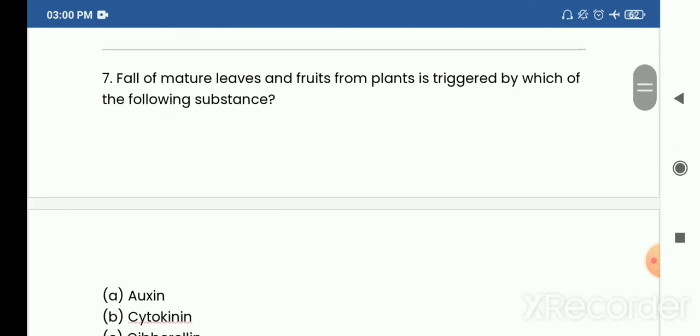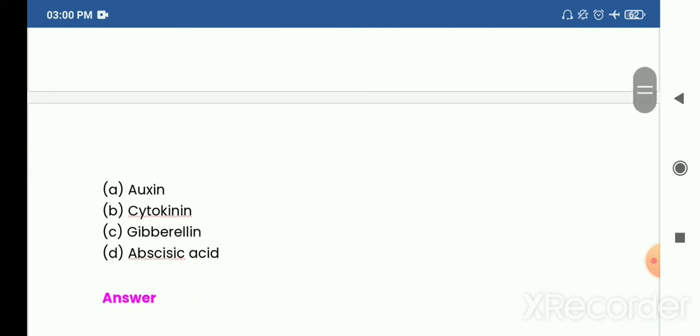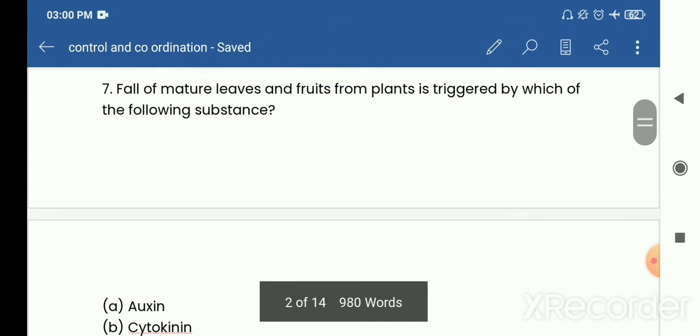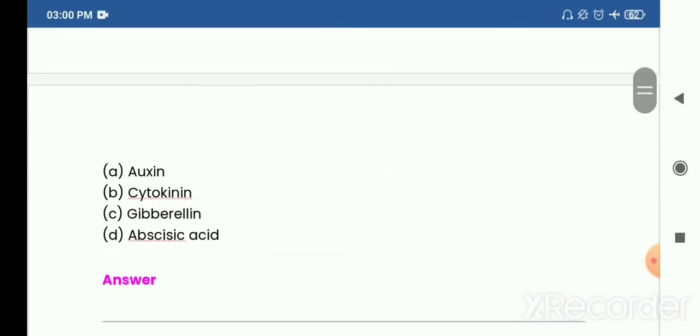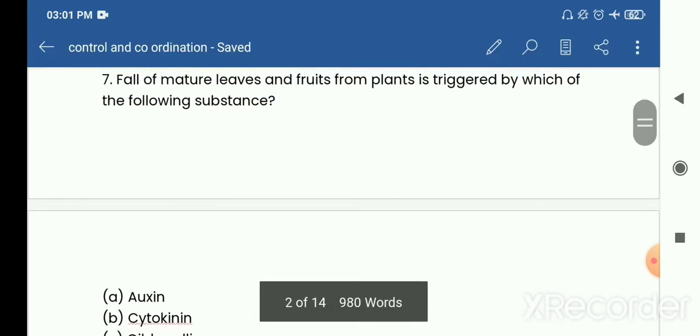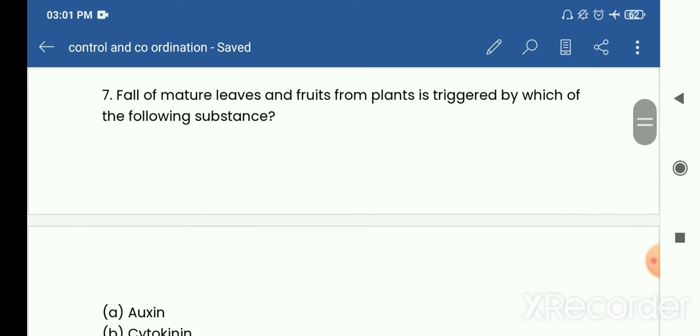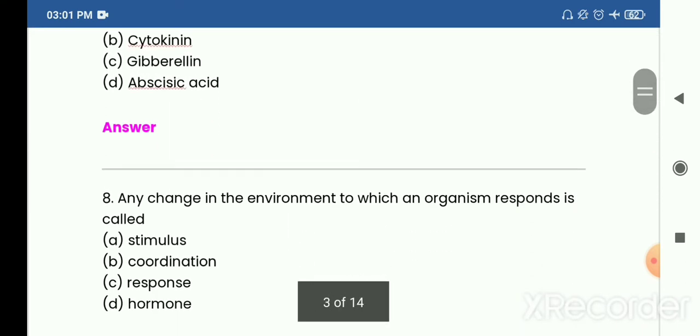Question number 7. Fall of mature leaves and fruits from a plant is triggered by which of the following substances? Let's see the options: auxin, cytokinin, gibberellin, and abscisic acid. So here the answer is again abscisic acid, because it triggers abscission, or the fall of fruits, flowers, and leaves of the plant.